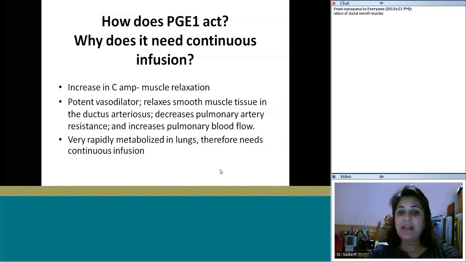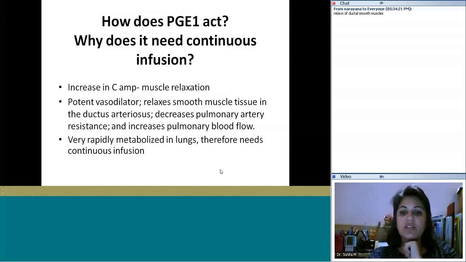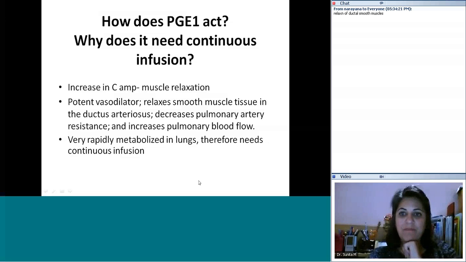So it's very rapidly metabolized in the lungs, and that's why you need a continuous infusion. So whenever you give prostaglandin, the lungs will metabolize it very quickly. And so a continuous infusion is needed if it has to be effective.